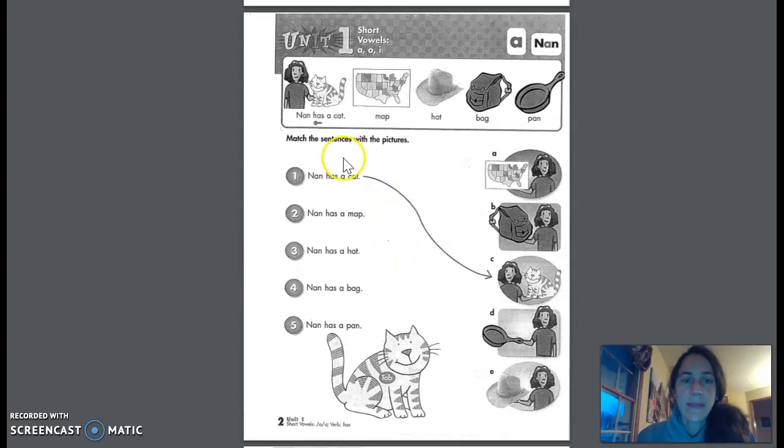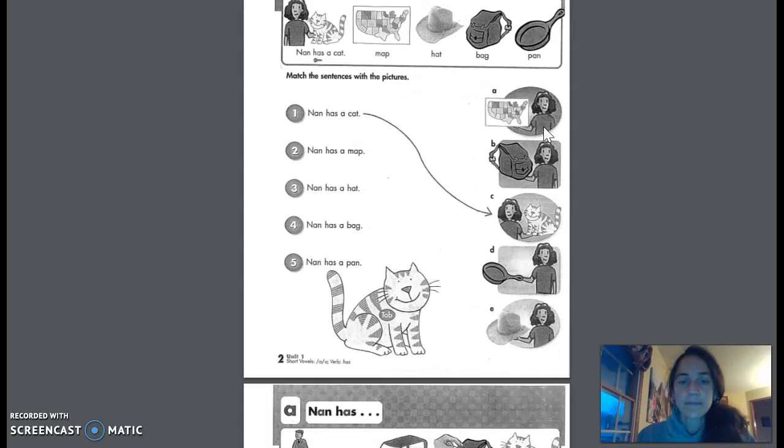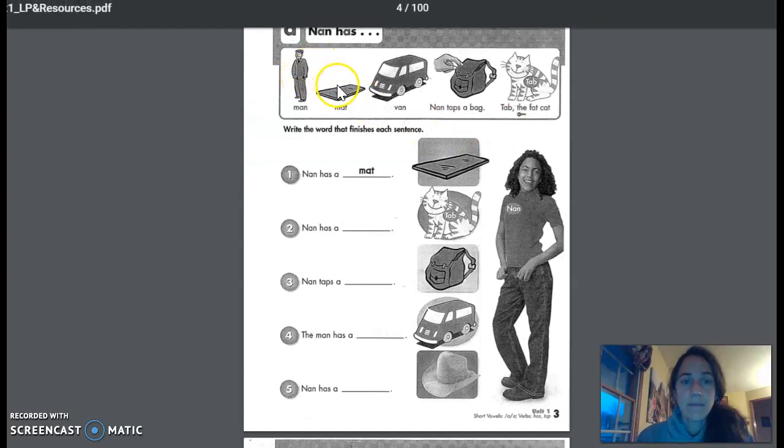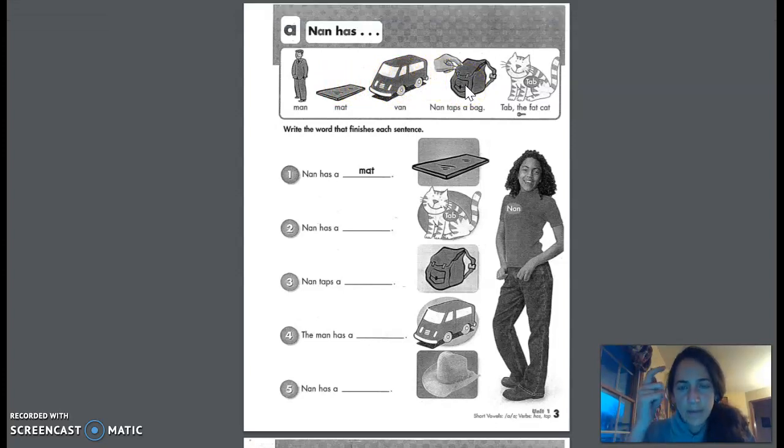So we have here, A is the sound we hear in map, hat, bag, pan. It's the letter A. My sound is A. Here are more words. Man, mat, van. Nan taps a bag, como tocar. And Tab is a fat cat. Nan has a mat. Here in my picture.